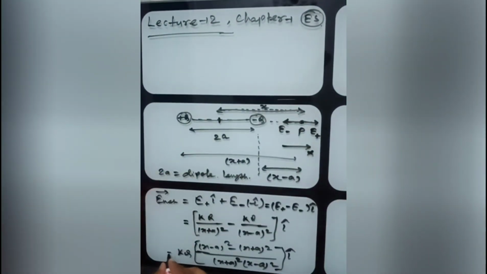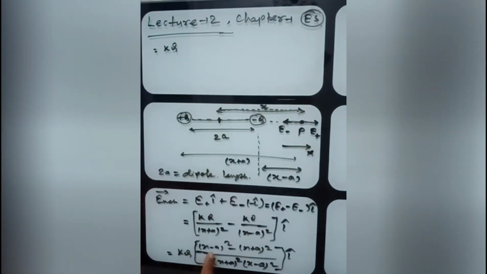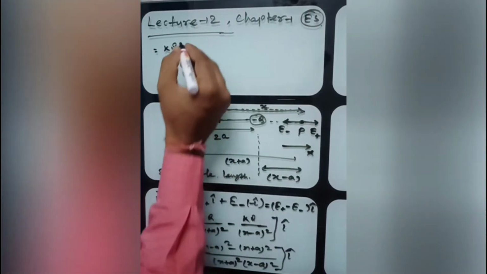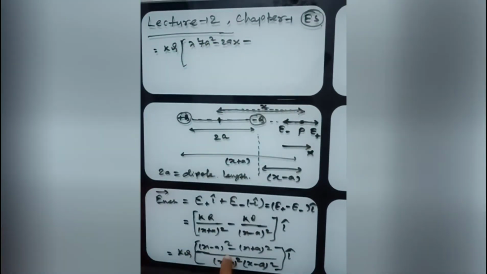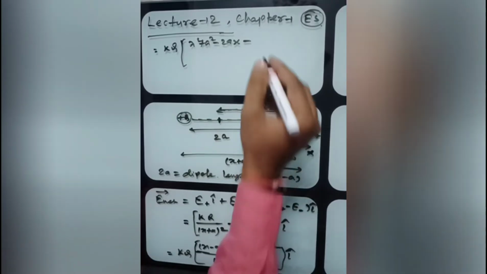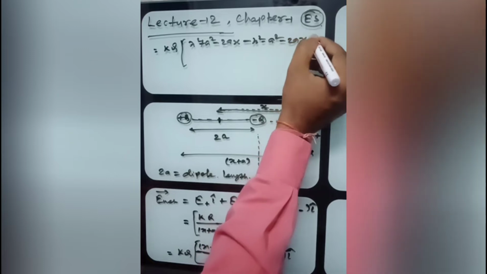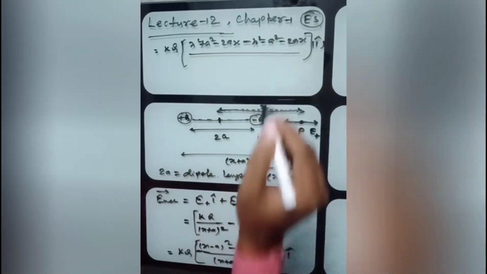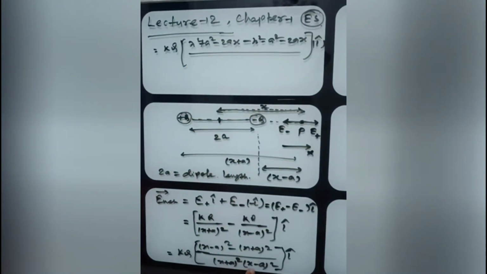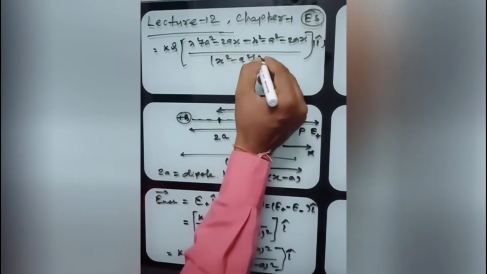Now this one, kq. Expanding x minus a whole square gives x square plus a square minus twice ax, minus the other term, x square plus a square plus twice ax. With this negative, all the terms become negative, so x square minus a square minus twice ax, with i cap, over x plus a into x minus a whole square, and this is x square minus a square, whole square.